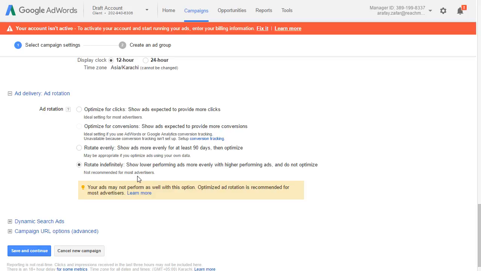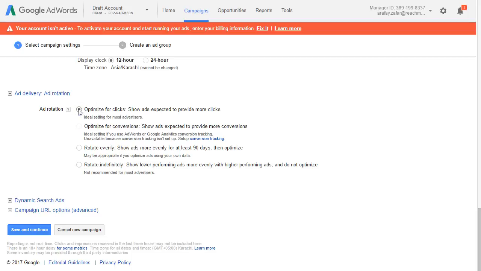So we look at ads every week, every 2 weeks, and then change the ads that are not performing, and that's how we improve the click-through rate over time. But if you just keep it at optimize for clicks, then you're essentially telling Google, okay, run the ad that is getting more clicks, but you're not going to ever improve your click-through rate because you're stuck with the same ad, the ad that gets the most clicks.